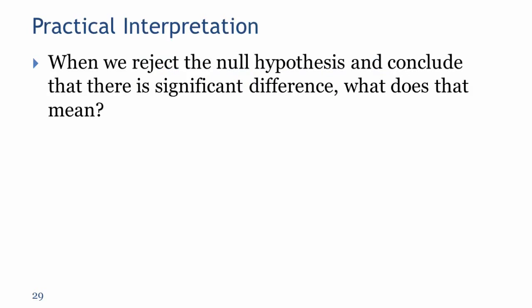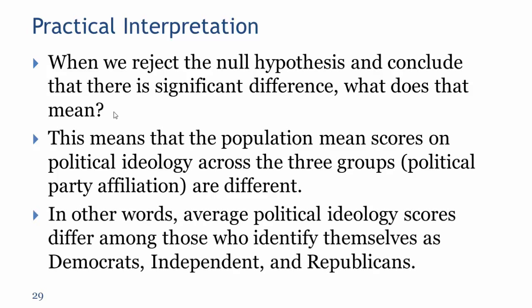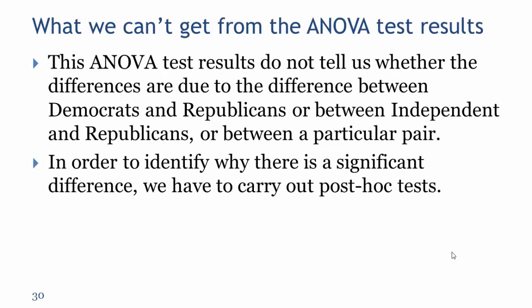So when we reject the null hypothesis and conclude that there is a significant difference, what does it mean? It means that the population mean scores on political ideology across the three groups of political party affiliation are different. So the mean scores in the population are different across political party affiliation. In other words, the average political ideology scores differ among those who identify themselves as Democrats, Independent, and Republicans.